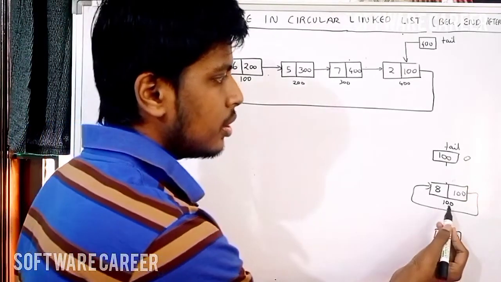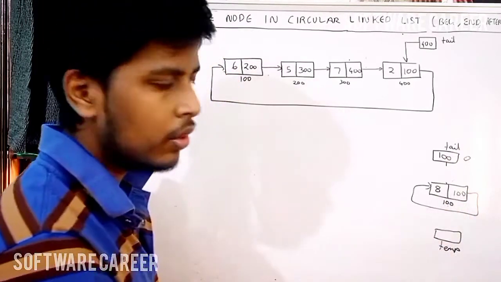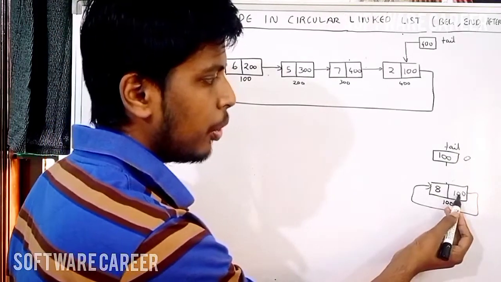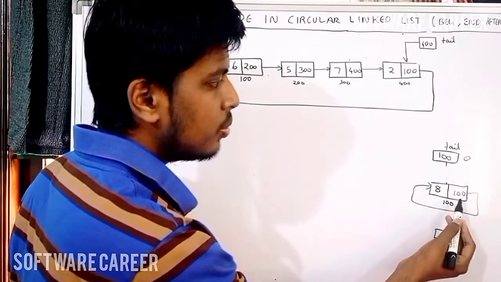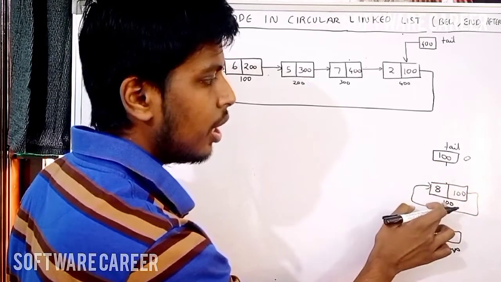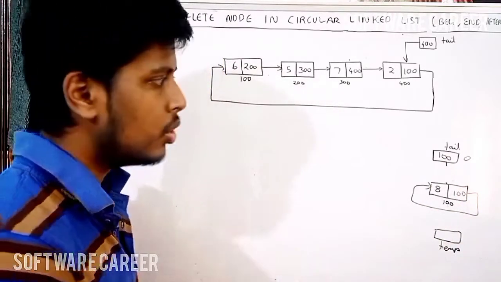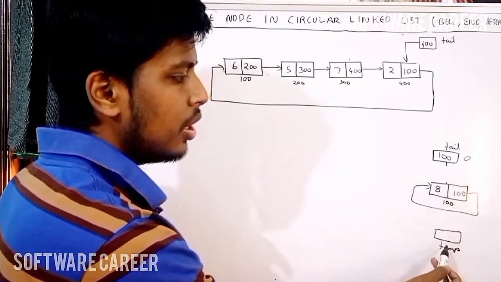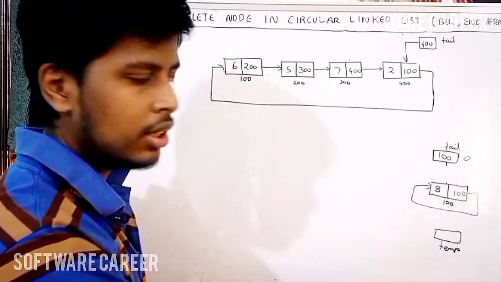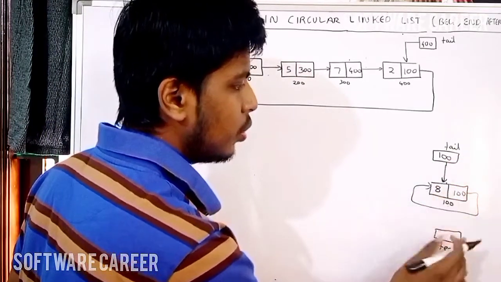The first node's address is stored in the pointer part of the last node, that is here. So how can you access this pointer? You should access it by using tail next. At the start, tail was pointing at 100, so 100's next is this 100. You can get the address of the first node. So before updating this tail, you should write temp equals tail next. So see here, then I'll write the code and teach you.